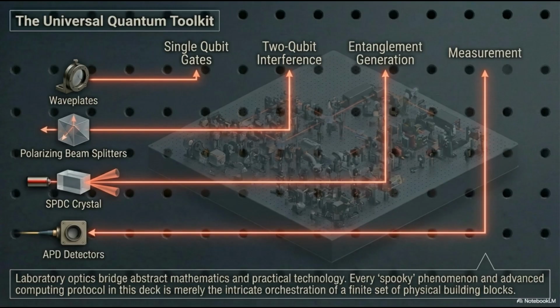The central image shows a fully populated optical table where all these components are interconnected, representing the integrated complexity of a real quantum photonics laboratory. The caption emphasizes that every counterintuitive quantum phenomenon, from non-locality to teleportation, ultimately reduces to the careful orchestration of this finite set of physical building blocks. This demystifying perspective is the core message of the entire presentation.